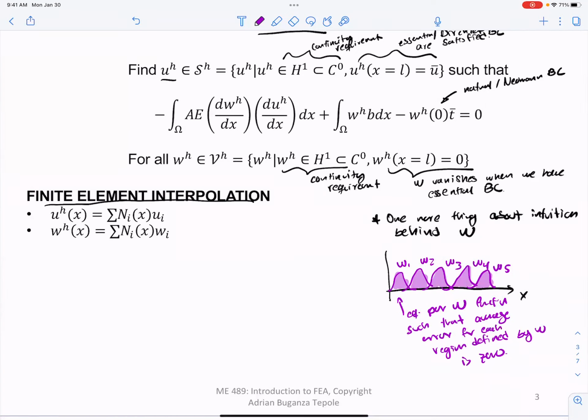That is the intuition behind this weak form, is to define these W's, a few of them. Obviously, the more W's you get, the better the solution you're gonna get. And then we are gonna get one equation for each of these W's, and it's gonna be such that that equation represents the average error over that region defined by the W. So that's what we talked about last week.